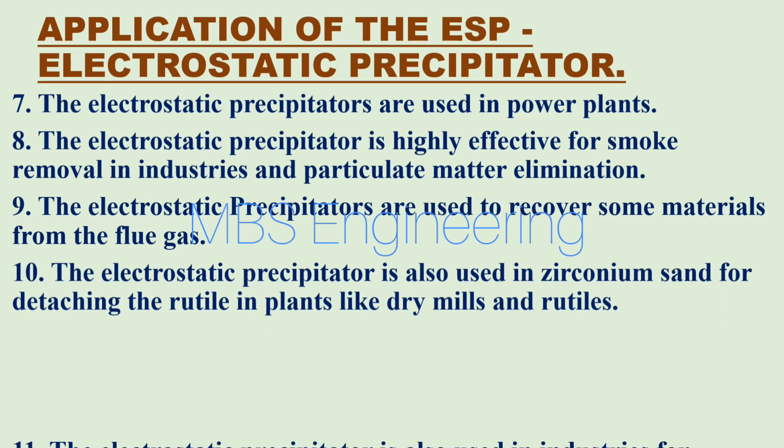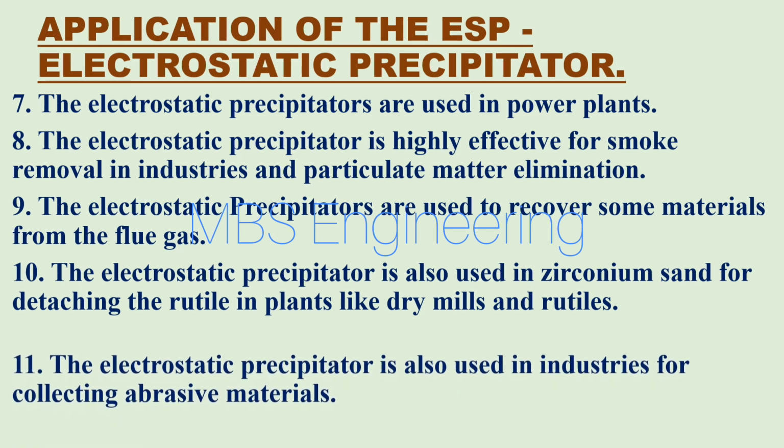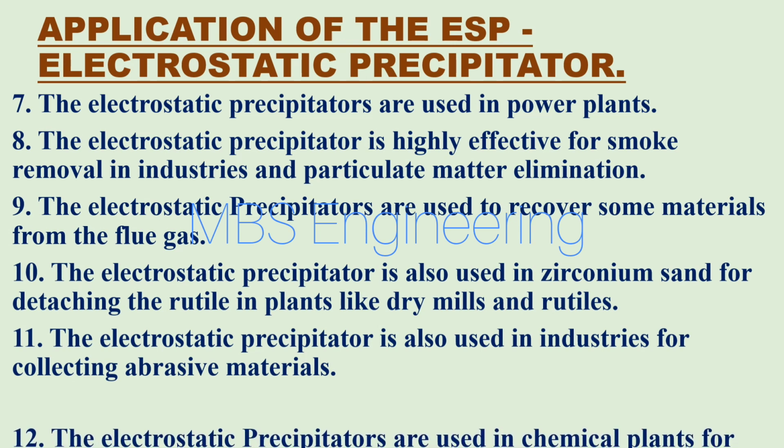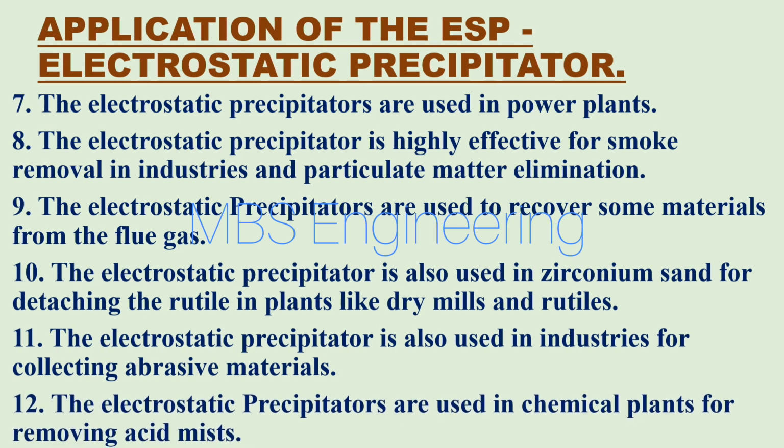Next, the 10th application is that the electrostatic precipitator is also used in zirconium sand for detaching the rutile in plants like dry mills and rutiles. Next, the 11th application is that the electrostatic precipitator is also used in industries for collecting abrasive materials. Next, the 12th application is that the electrostatic precipitators are used in chemical plants for removing acid mists.